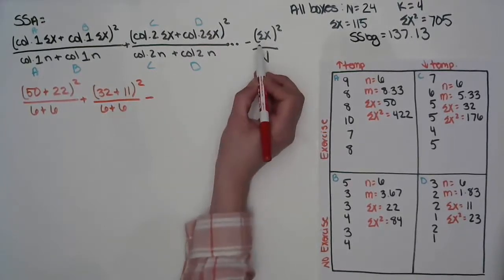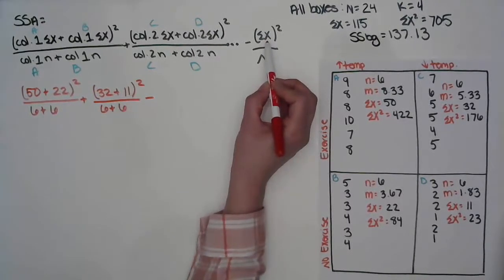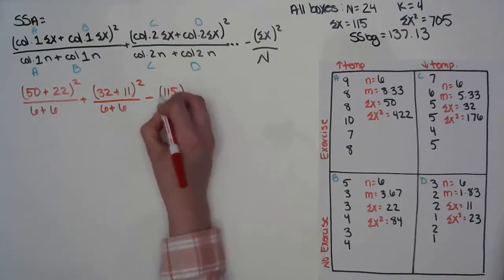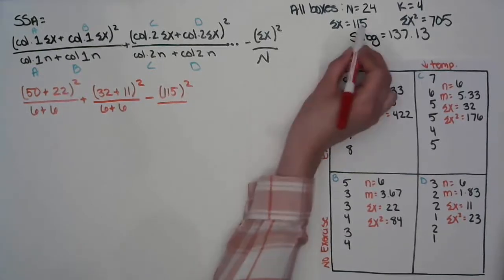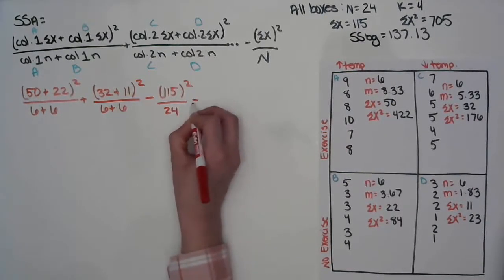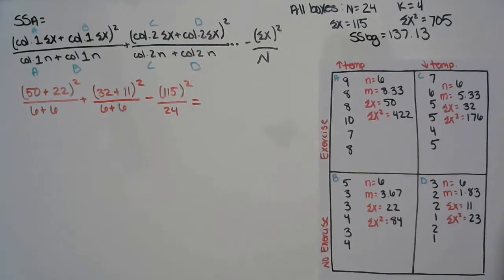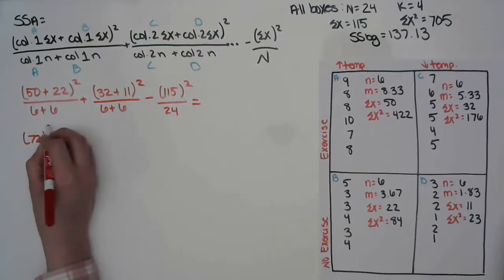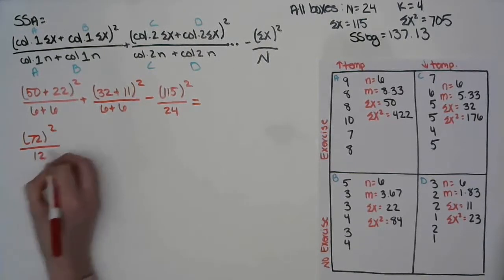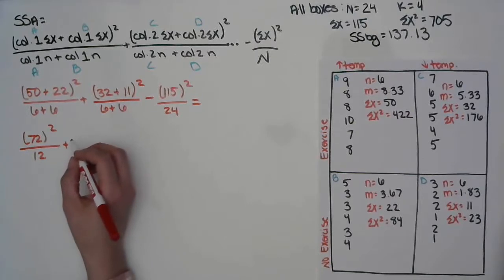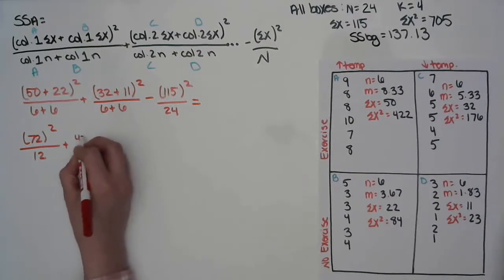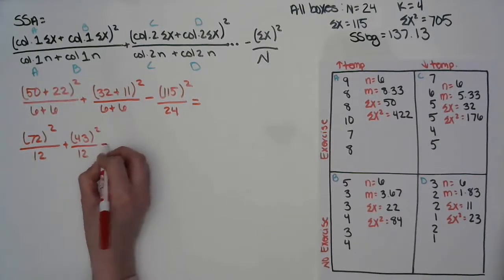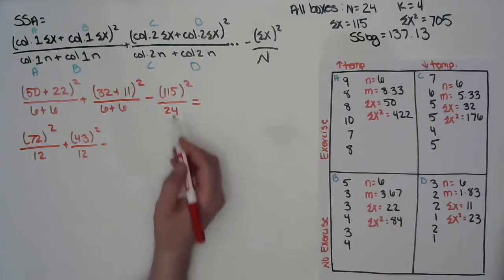And then we are going to subtract the sum of the raw scores for all of the boxes, which is this value here of 115, and that is squared, and that's going to go over the n value here of 24. So when we add 50 and 22 together, that's going to give us 72 squared. We're going to add 6 and 6, which gives us 12. Plus 32 plus 11 is 43. That's going to be squared, and that's also going to go over 12. Then we are going to square this and divide that.